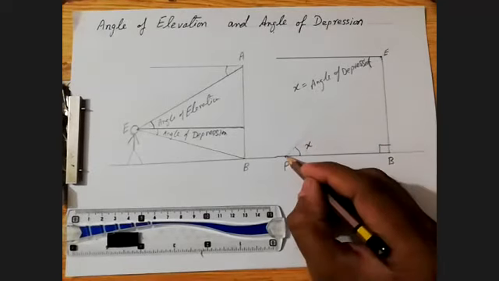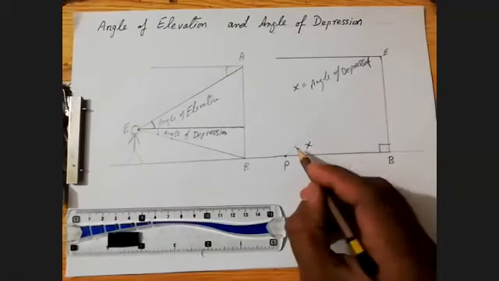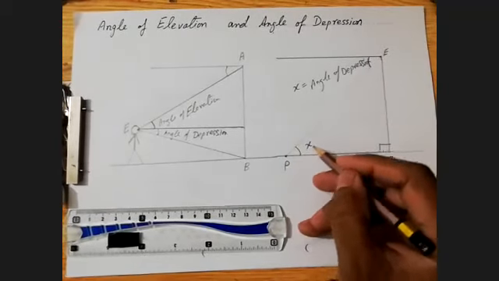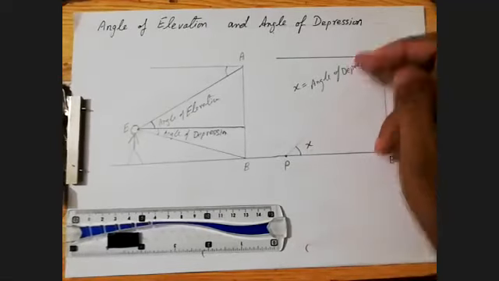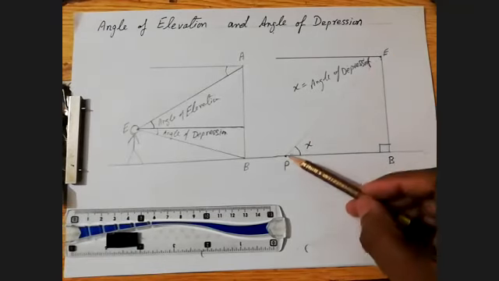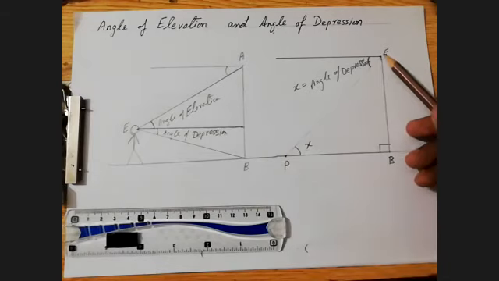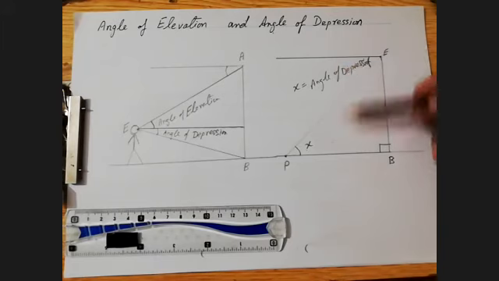At the same time, if somebody is standing here and he is looking at the top of the building, this will be the angle of elevation. From down to up, this is an angle of elevation. If he is looking from up to down, it will be angle of depression. So both are basically from the same points, whether you are looking from here or from here, because these two angles are alternate to each other, and you know that alternate angles are always equal to each other. I hope you understand.